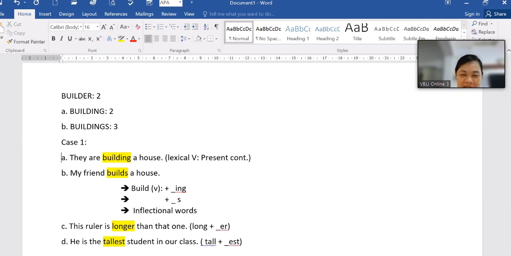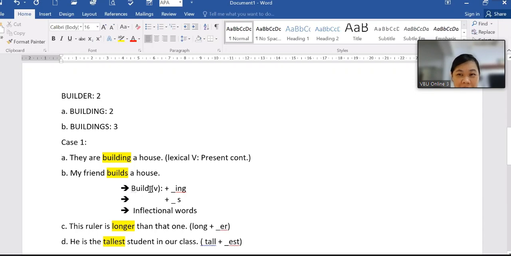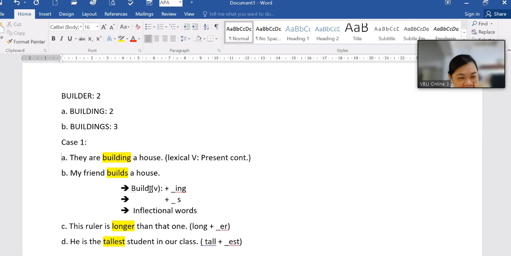Come back to A and D. So do you know the meaning of build? Do you know the meaning of build? Yes, good.